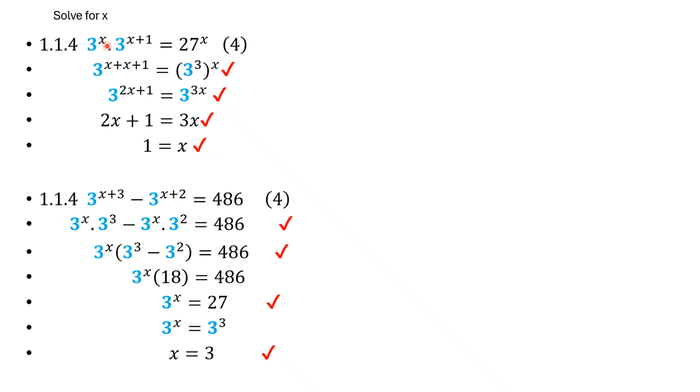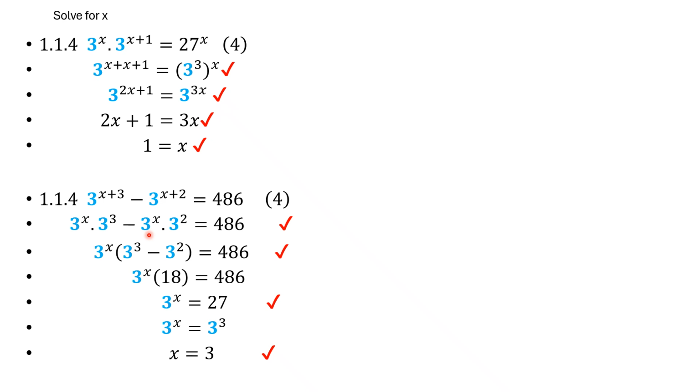1.1.4. If you look, they look very much the same. The only difference is there was a multiplication sign and here's a negative sign. So I have 3 to the power x plus 3 minus 3 to the power x plus 2 equal 486. Whenever terms are separated by a minus or plus sign, we'll always look for a common factor. My first split, so that's 3 to the power x times 3 to the power 3 minus 3 to the power x times 3 to the power 2.